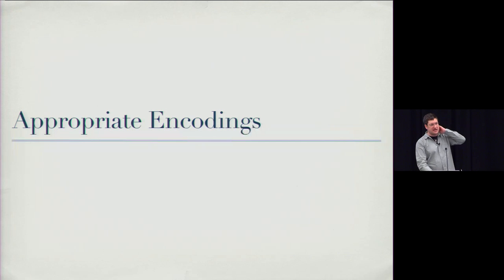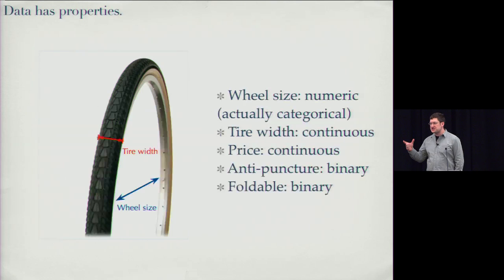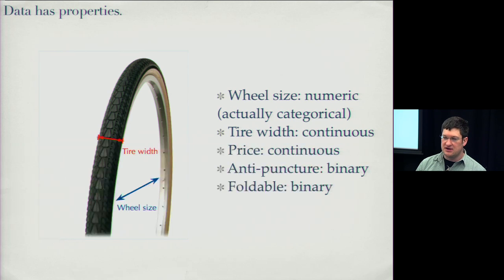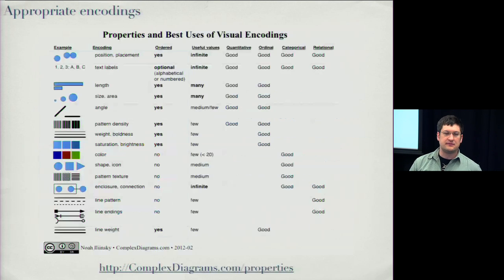Finally, the topic of appropriate encodings. This comes back to the data flavors. I'm not going to go through these again, but just a reminder, the data itself is going to have different properties. And this is very much like a database spec, right? You need to know what your different data is that you're building your containers for. In this case, you need to know what the data is that you're using visual properties to represent.